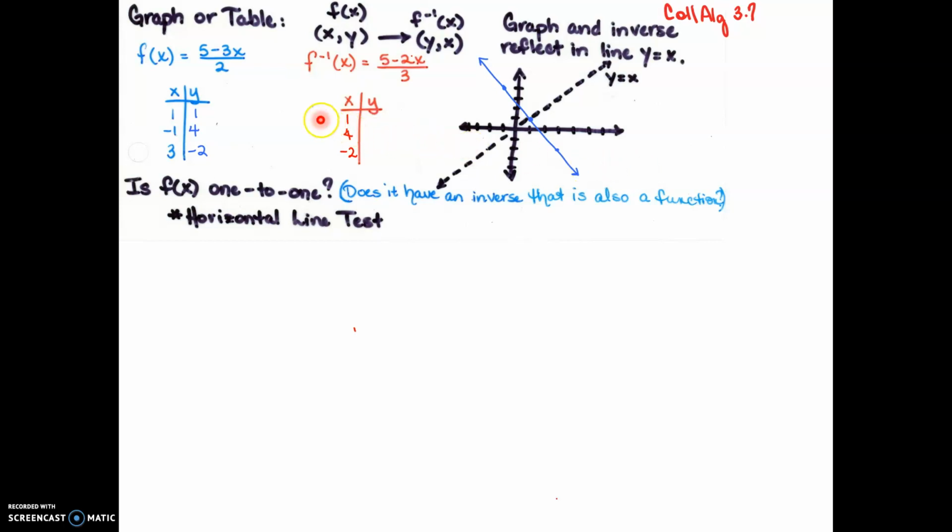All right, so again, I've picked some values for x that will give us nice whole numbers instead of some ugly fractions. So let's start plugging those in. If we plug in 1, we're going to get 5 minus 2 divided by 3. So that'll give us 3 divided by 3, which is 1. Plug in 4, and we would get 5 minus 8 divided by 3. So that's going to give us negative 3 divided by 3, or negative 1. And then plug in negative 2, and we'll get 5 plus 4. So 9 divided by 3 is going to give us 3.